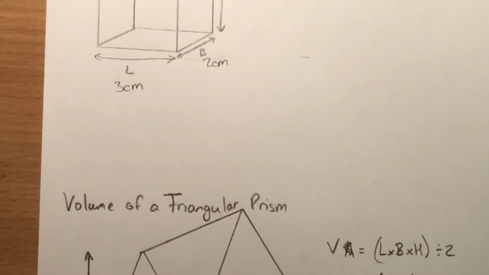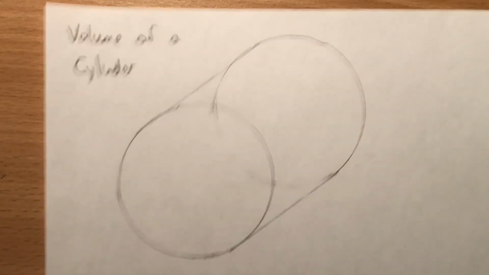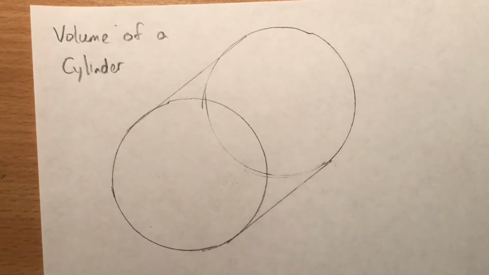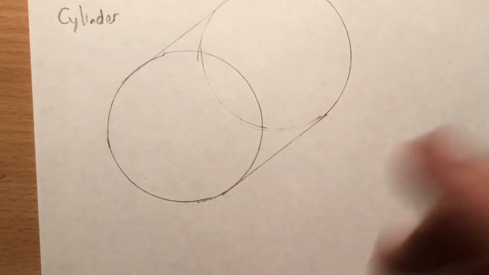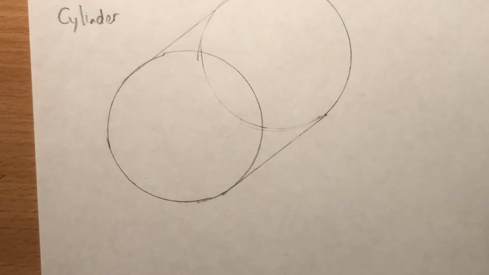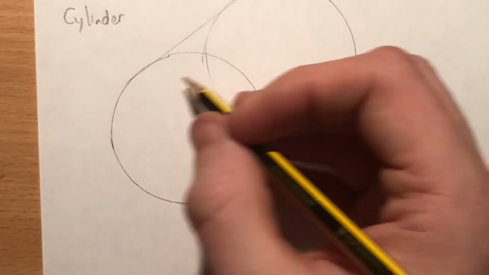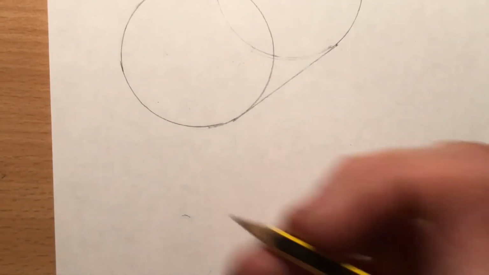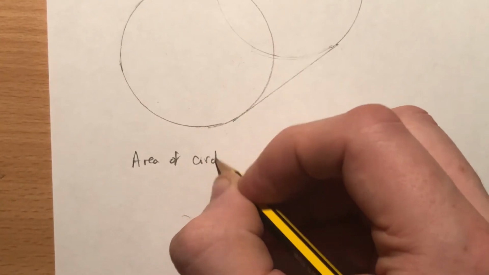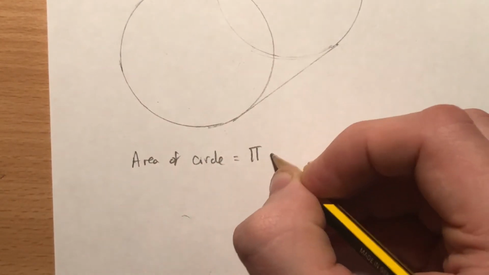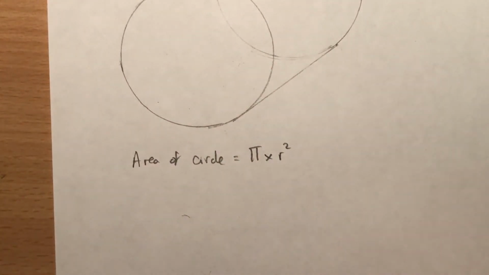Well, that makes life a little bit easier when it comes to alternative shapes, like this cylinder here. Because a cylinder is just basically a circular prism. Whereas the ones before, we had a triangular prism, we had a rectangular prism, or a cuboid. Here we've got a circular prism, a cylinder. So we know that the area of the circle that's on the end is equal to pi times the radius squared.